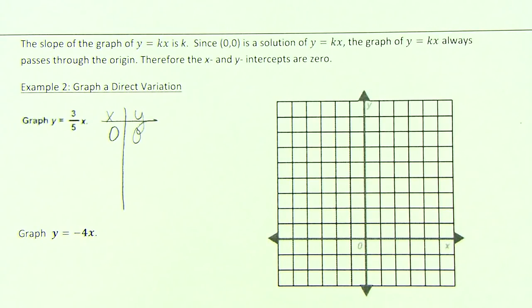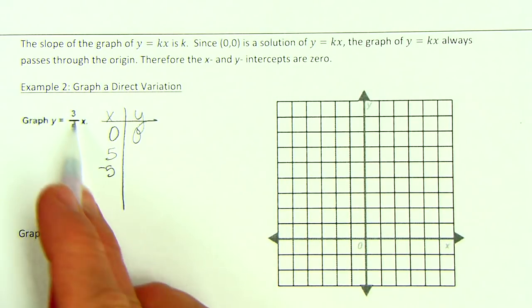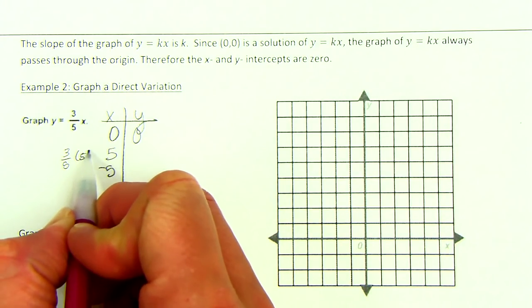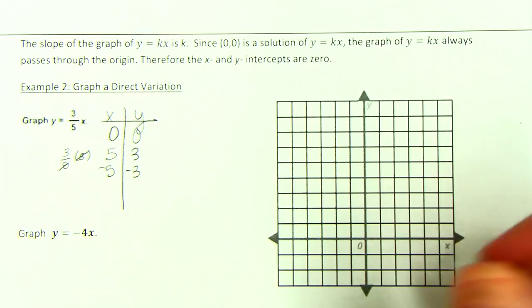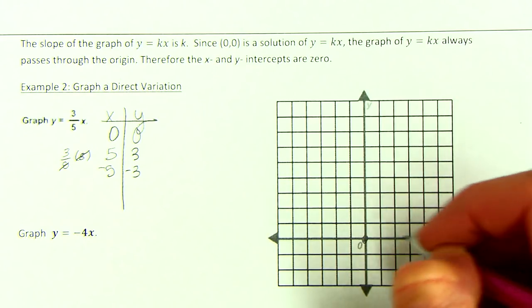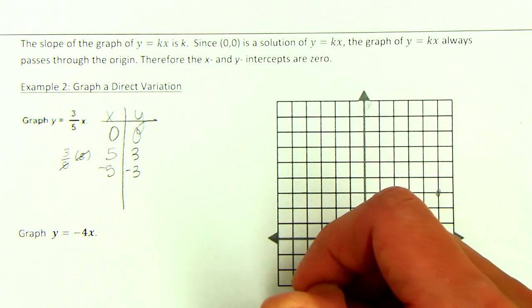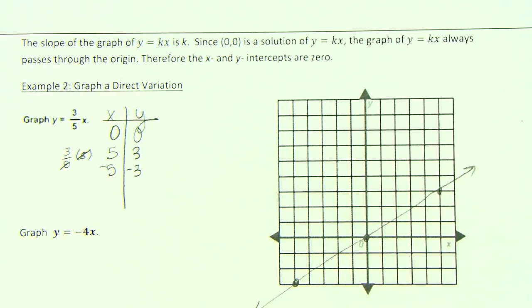3/5 times 0 is 0. Now with 3/5, be careful about what you put in there, right? I notice over here that my x only goes to positive and negative 6, so I'm going to go 5 and then -5. Why do I do that? Because when I take 3/5 times 5, it cancels out and I get 3. And if I take it times -5, I get -3. So here's my 0, 0. Here's my 1, 2, 3, 4, 5, up 3. 1, 2, 3, 4, 5, 3. And there is my line for that direct variation.